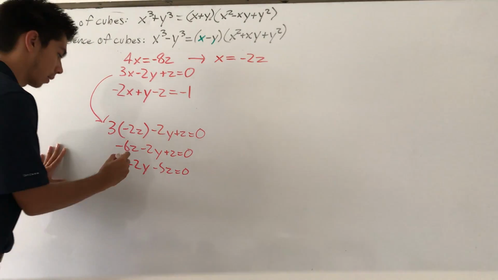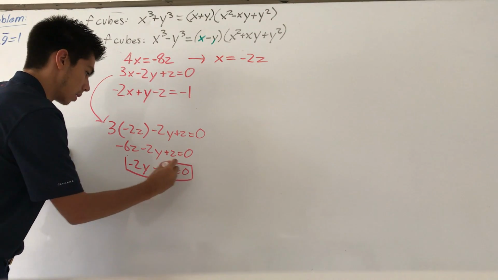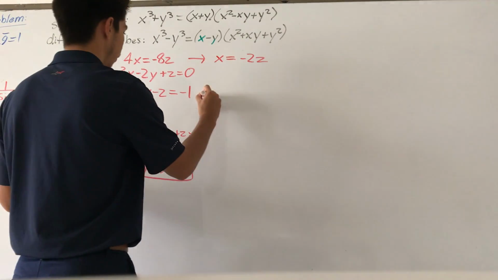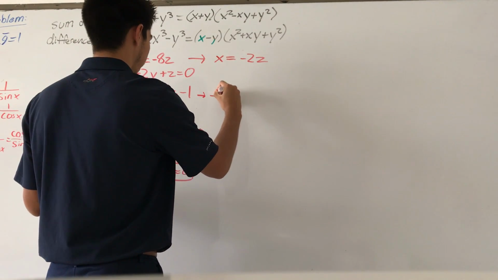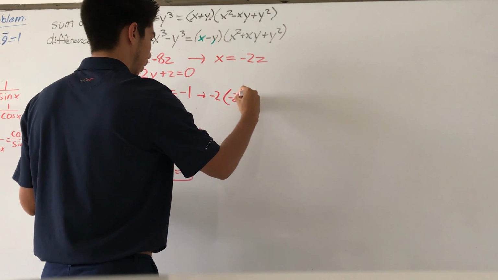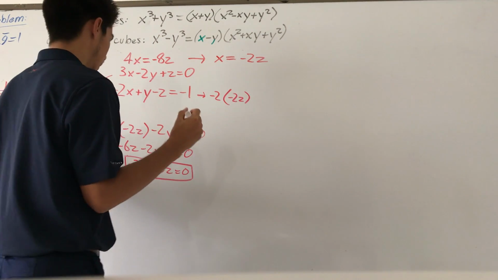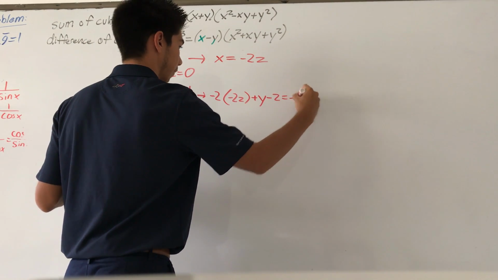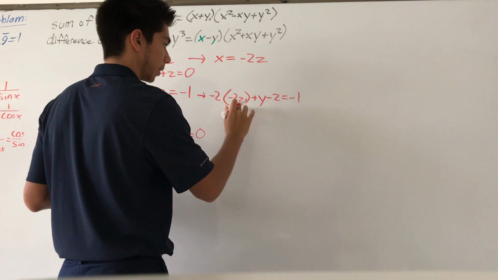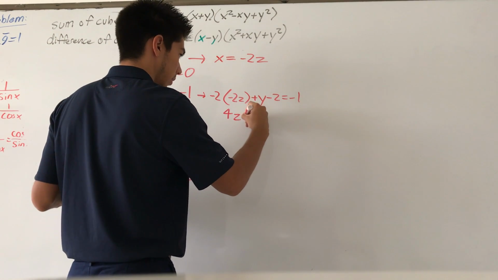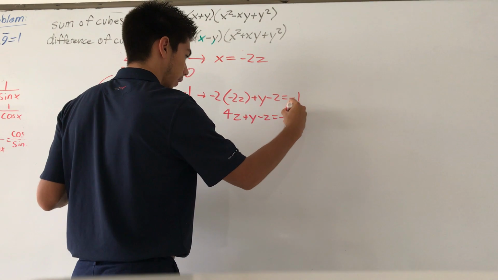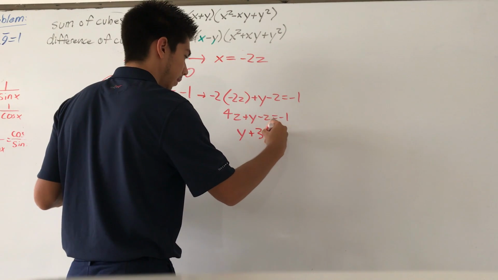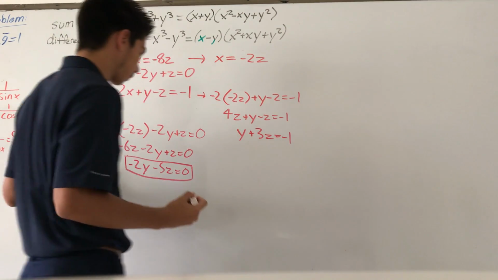I can do the same thing with this equation right here. So I'm going to move that over here. I'm going to do that negative 2x, which is a negative 2z, and we're just going to continue writing it out, plus y minus z equals negative 1. I simplify this: negative 2 times the negative 2z is a 4z, plus y minus z equals negative 1. So I end up with y plus 3z equals negative 1.